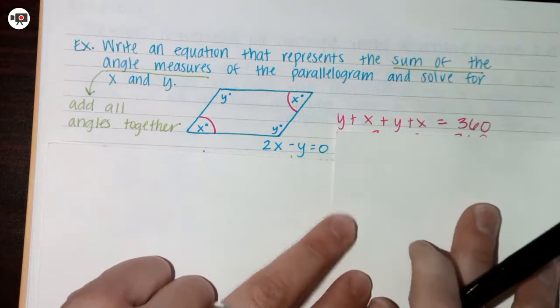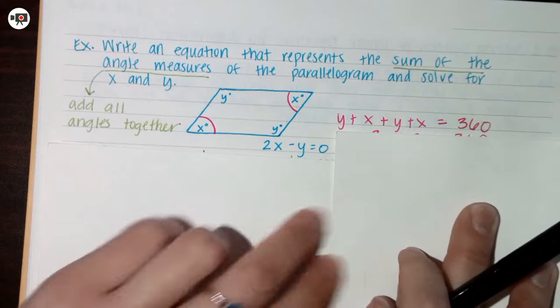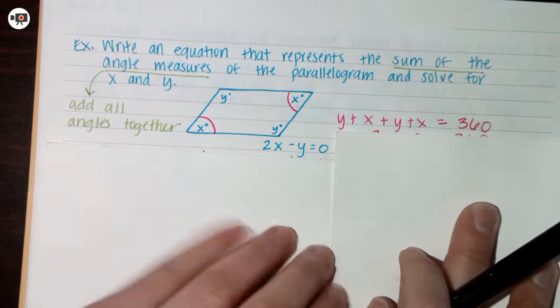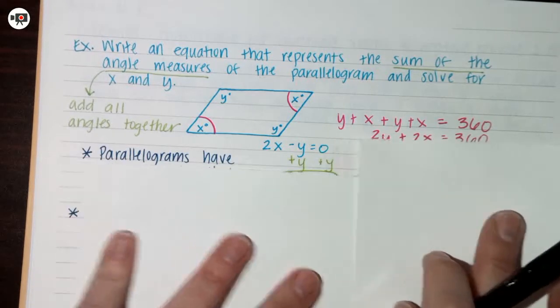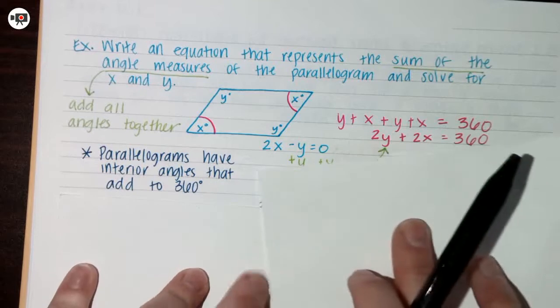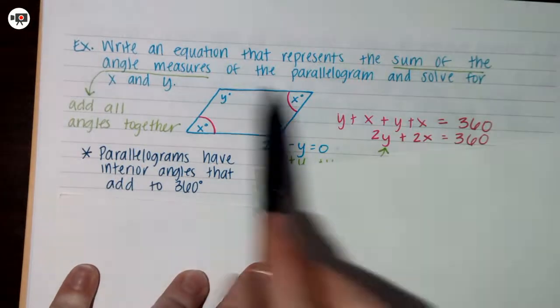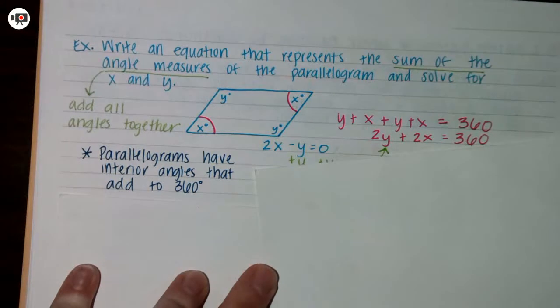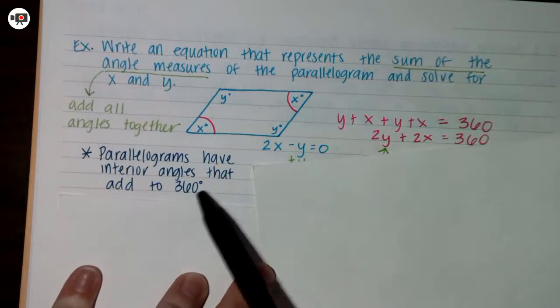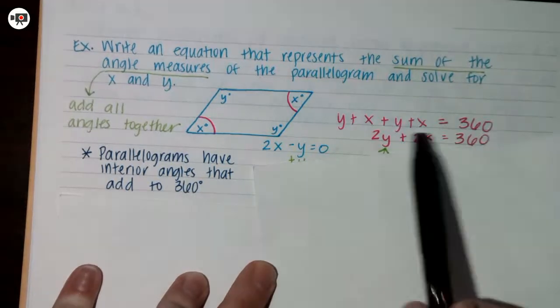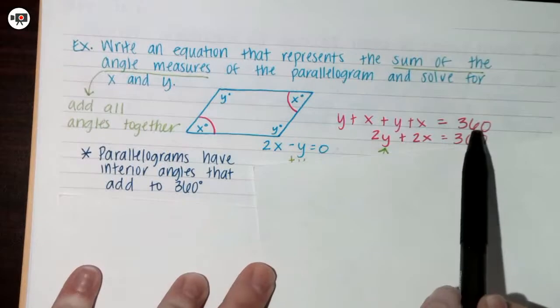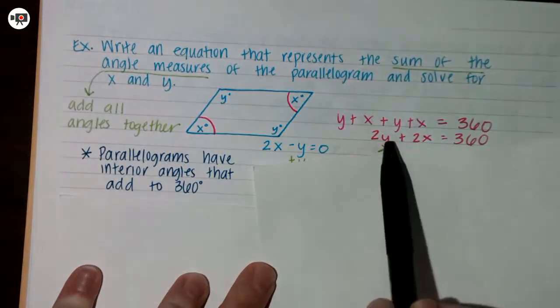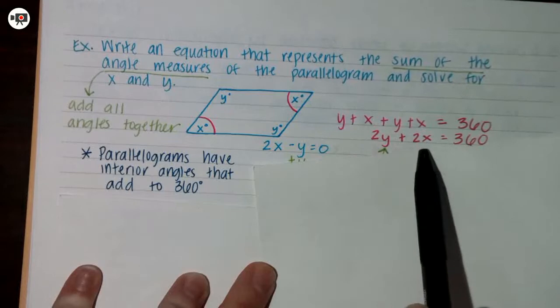So if I take all my angles, add them together, they will equal 360 degrees. Parallelograms have interior angle measures that add to 360. So that's just a fact. If you have any kind of quadrilateral, all interior angles will add to 360 degrees. So that's where this 360 comes from. I can simplify. Y plus y makes 2y, and x plus x makes 2x.